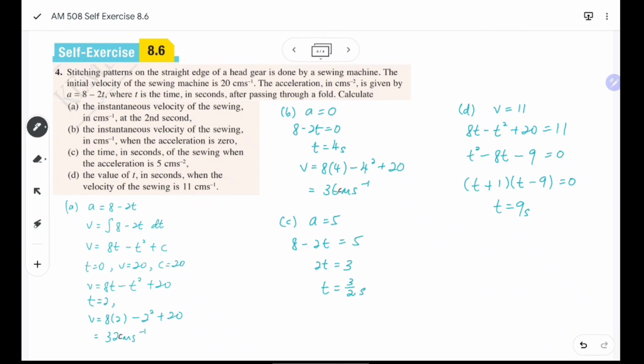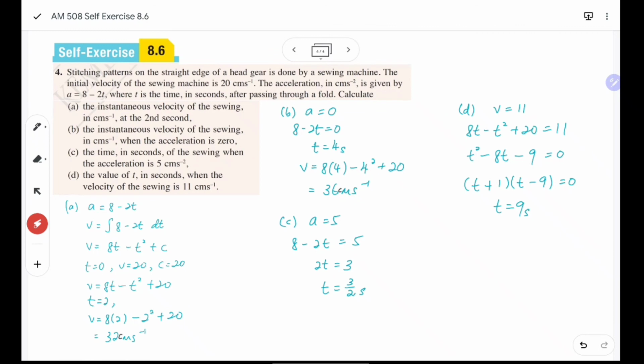C, the time in seconds of the sewing machine when the acceleration is 5 cm per second squared. So when a equals 5 cm per second squared, so 8 minus 2t equals 5, 2t will equal 3 and t will be 3 over 2 seconds.